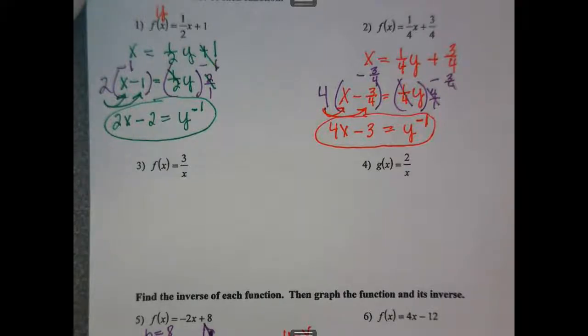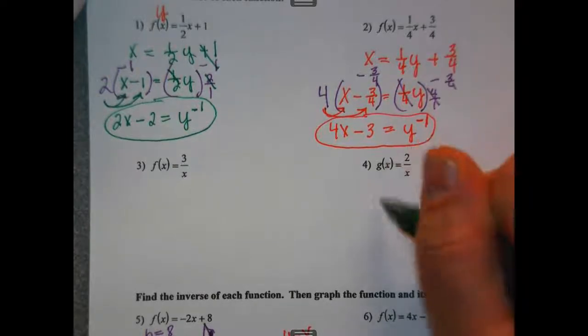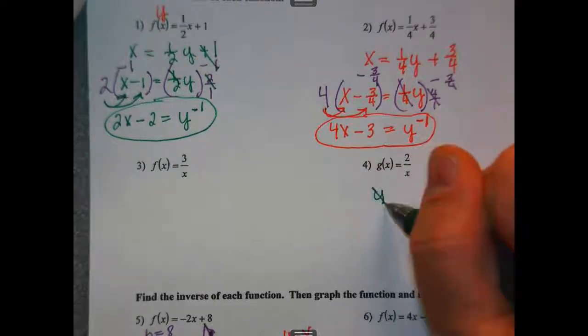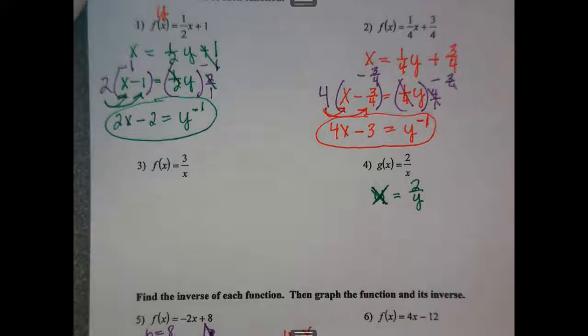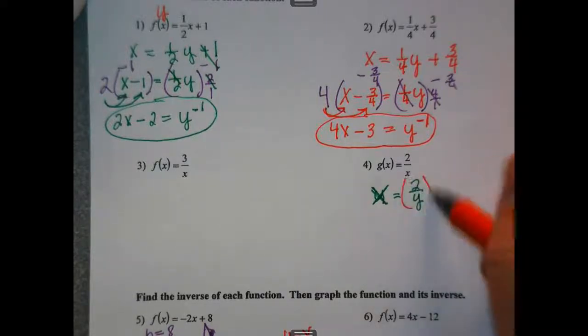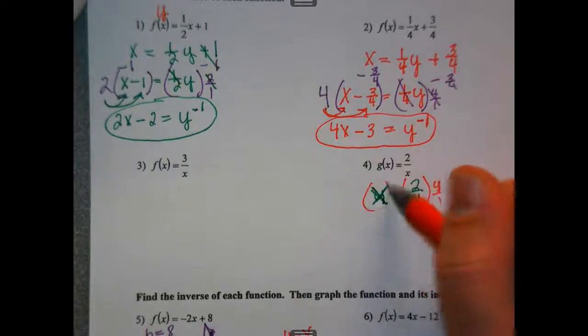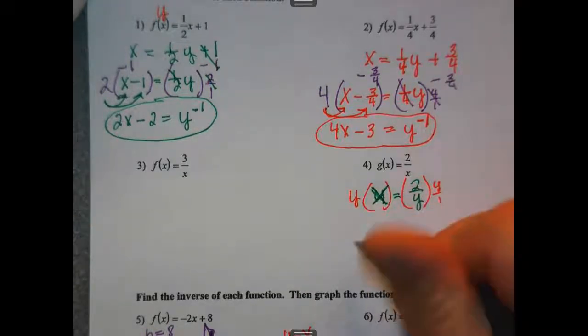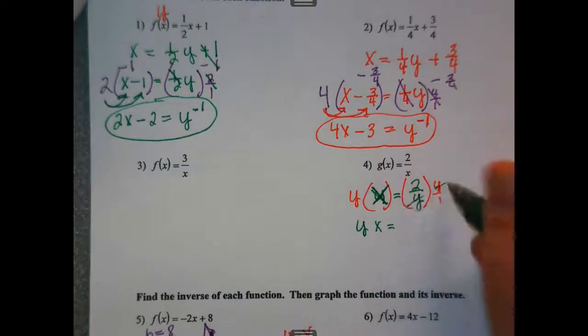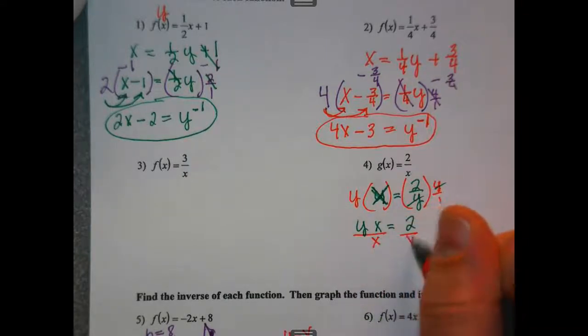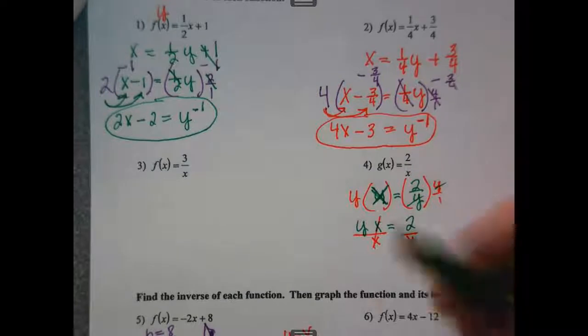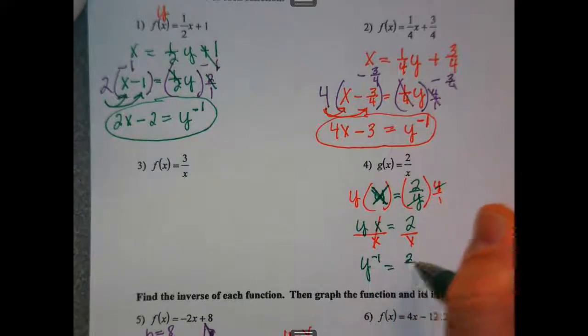Does anybody remember what the inverse function is for a problem like 3 or 4? No. So let's go ahead and do it. Switch the x and the y, get x equals 2 over y. Multiply both sides by what? y. So I get y times x equals 2. Then what do I do? Divide by x. So y inverse equals 2 over x.